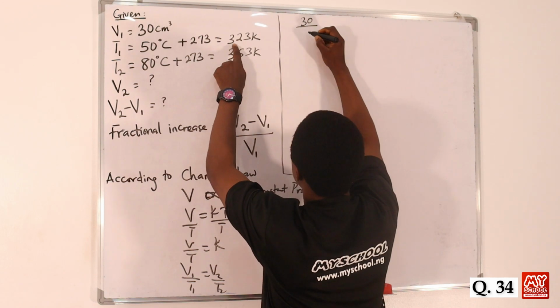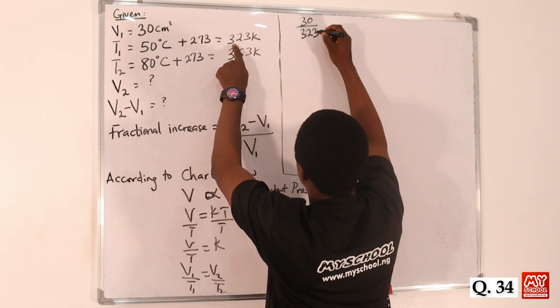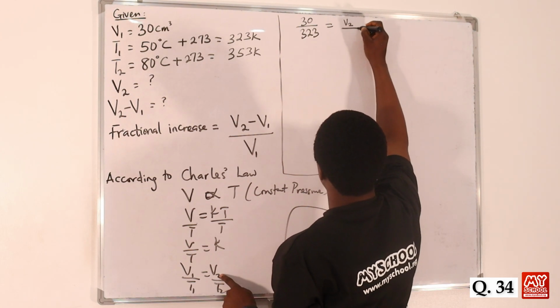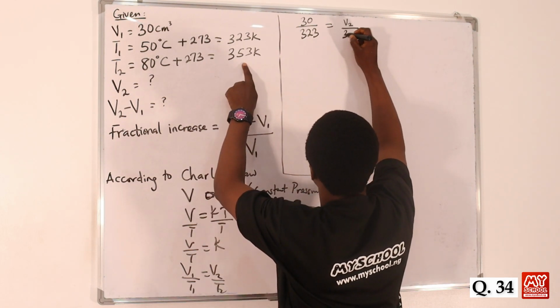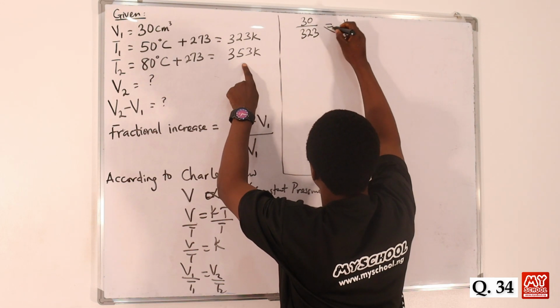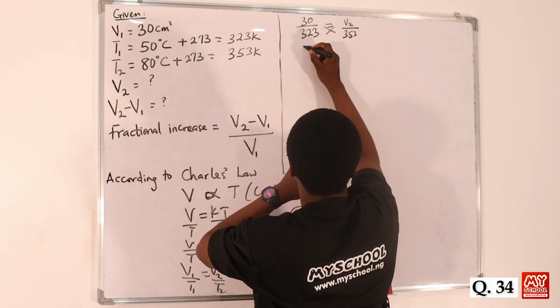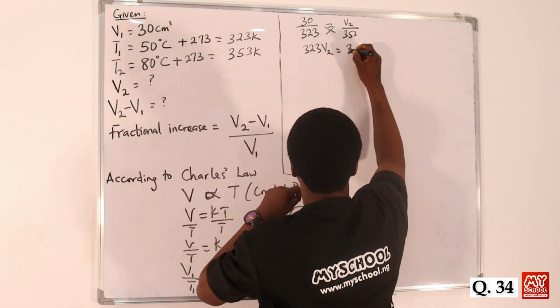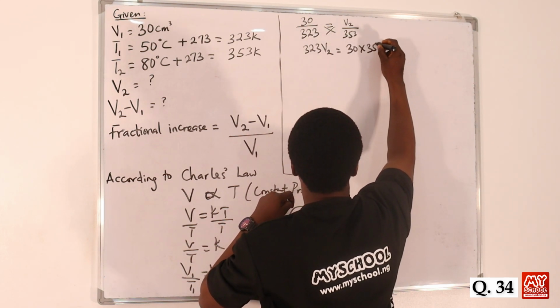So we have V1 over T1, where T1 is 323 Kelvin, equal to V2, which is unknown, over T2, which is 353. By the time we cross multiply, we have 323 V2 is equal to 30 times 353.